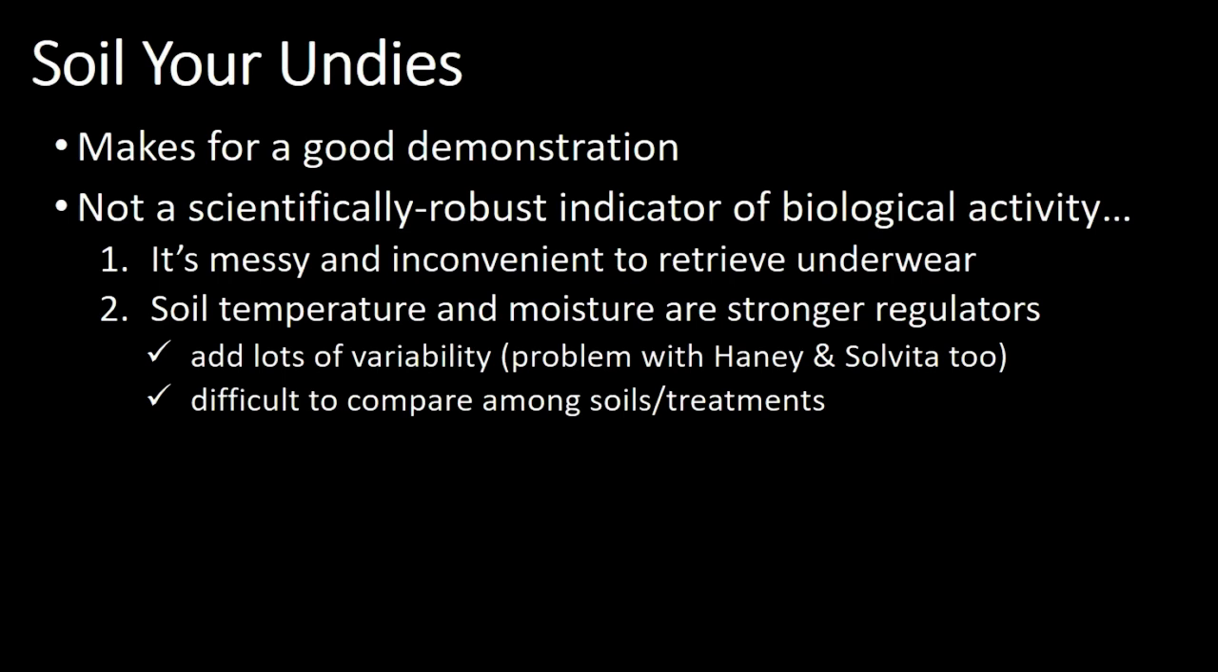Soil temperature and moisture are often stronger regulators of decomposition than something like microbial biomass or that nitrogen supplying power of the soil. And this adds a lot of variability, but I think this is also a problem with the Haney and Solvita tests as well. Then it makes it difficult to compare among soils and treatments if the temperature and moisture is really the driver of the difference rather than microbial biomass or the nitrogen supplying power, right?